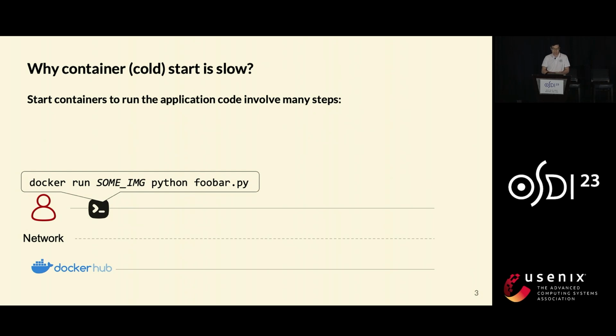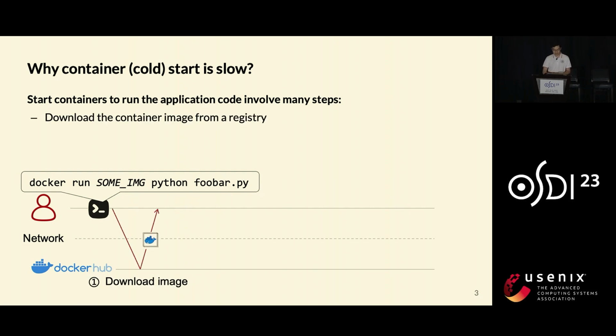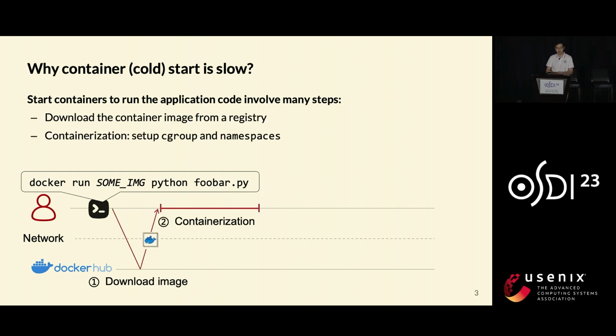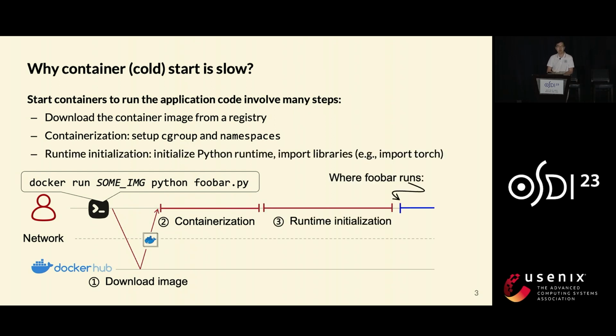Let's begin by analyzing why container cold start is slow. Starting a container to run the application involves many steps. First, it needs to download the container image. Second, it requires the OS to set up cgroups and namespaces. Third, the initialization of the runtime like Python also takes a substantial cost.